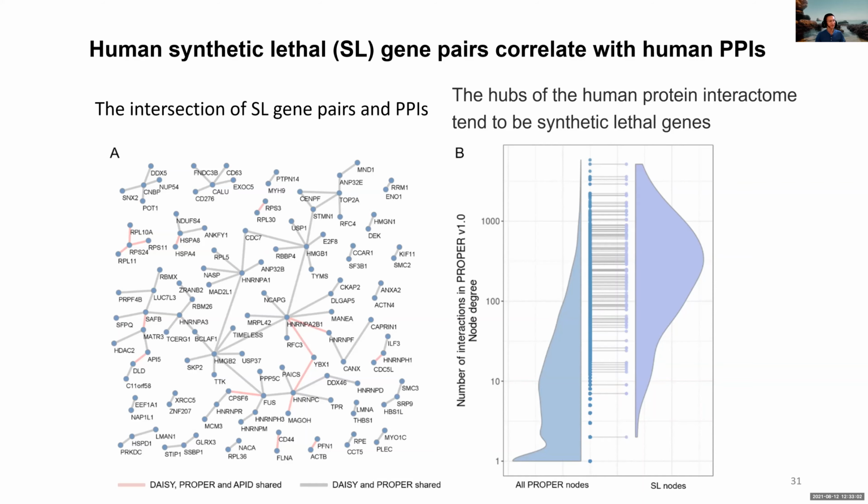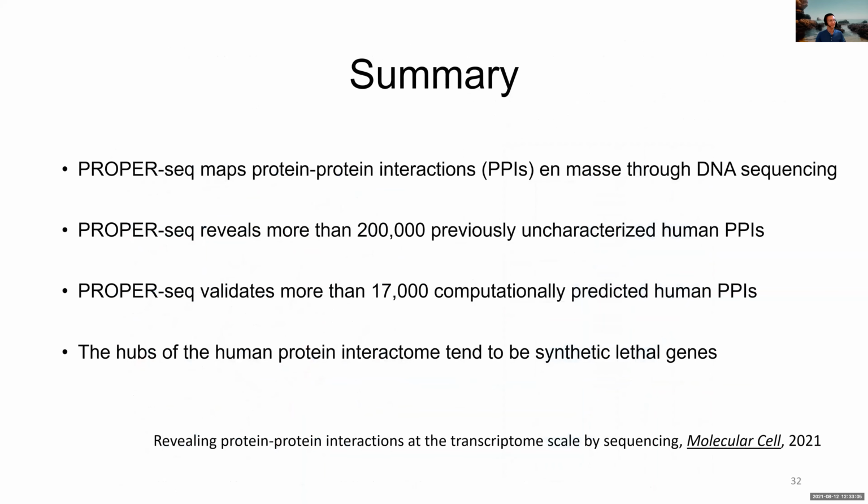And so if I were to summarize, PROPER-seq maps protein interactions at large scale, and it actually contributes more than 20,000 novel PPIs to the community. We experimentally tested a subset of them, which I didn't have time to go over. There are methods for inferring interacting protein pairs from the human genome based on bioinformatic methods, including protein structures. Many of those computationally predicted PPIs didn't have experimental support.